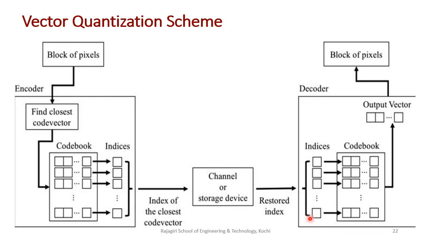This figure shows the block diagram of a vector quantization scheme. The input image is first divided into a set of non-overlapping image blocks. For each block, the closest code vector is found from a code book, and the index of the closest code vector is then transmitted through the channel. At the receiver side, the same code book is used in order to recover the code vector from the index.